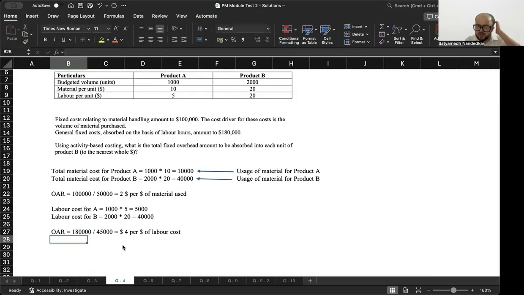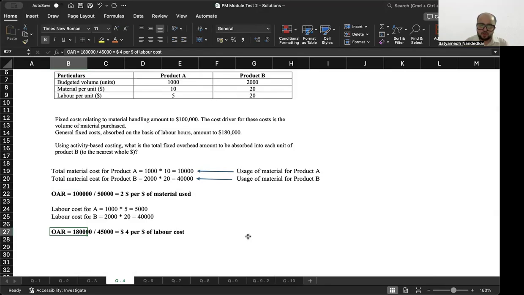Slightly different way of expressing the overhead absorption rate. Usually you have number of hours, but here they have given you labor cost per unit, and labor cost per unit will be directly proportional to the number of labor hours. So I get my two different OARs, one for material, one for labor.